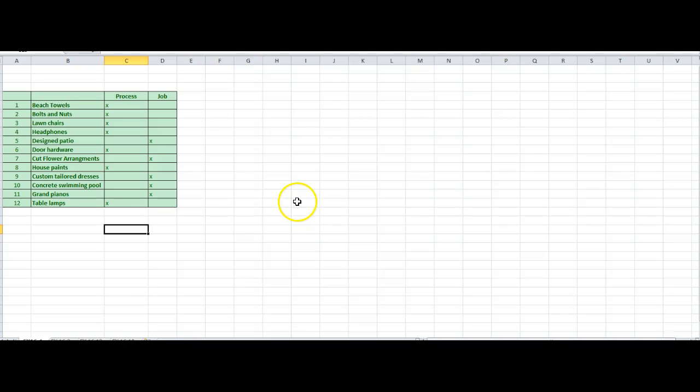Let's review what we did today in class. This is the Chapter 16 homework, and this one is just very simple: is it job cost or is it process cost?